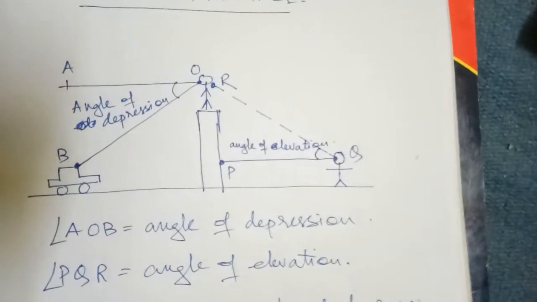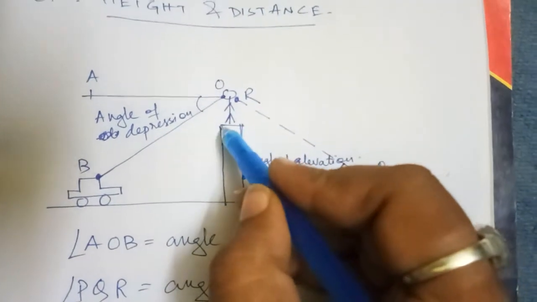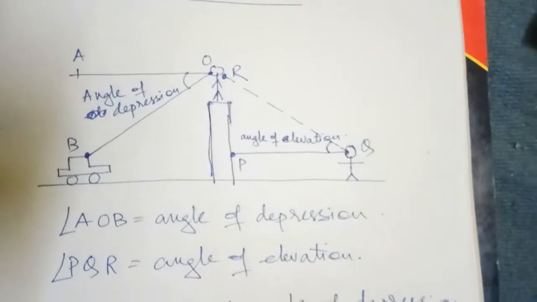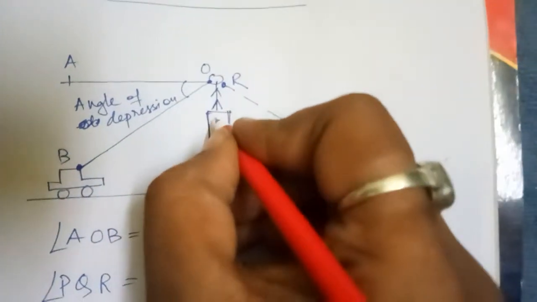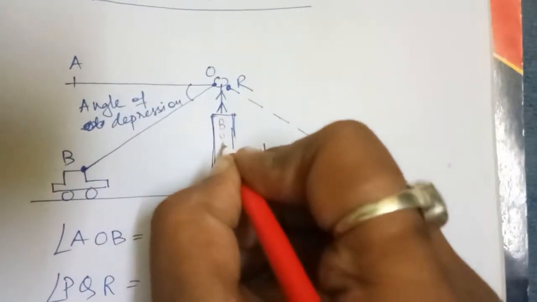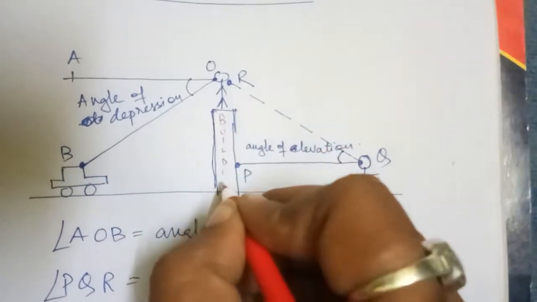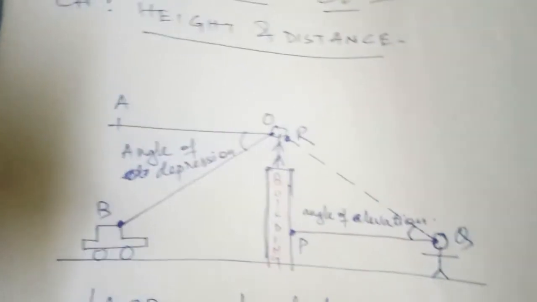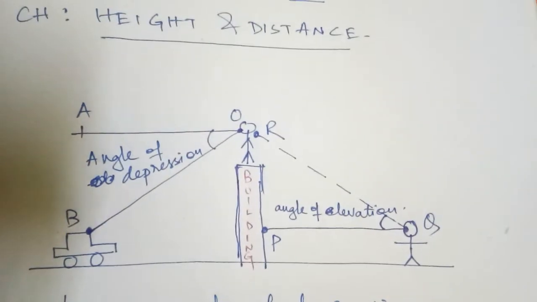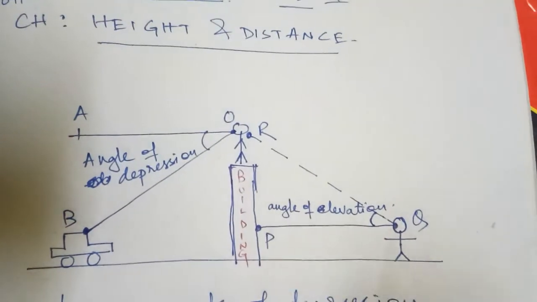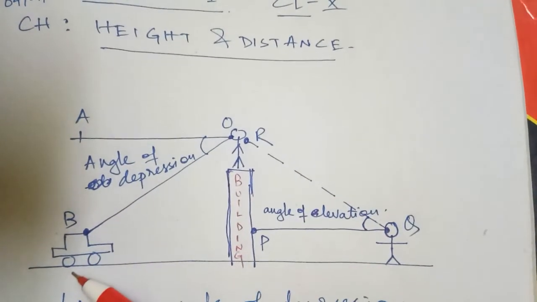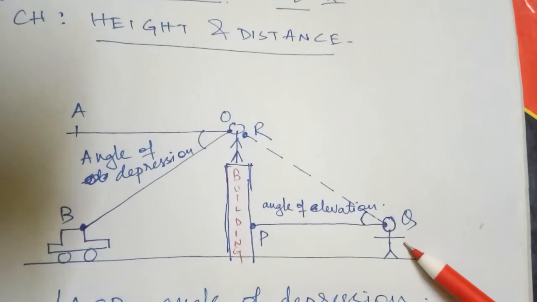Today for this part, see, I've drawn one figure. The figure I've drawn here is a building. This is a building. Then from the top of the building, one person is standing. Here is one car and one person is standing over here also.